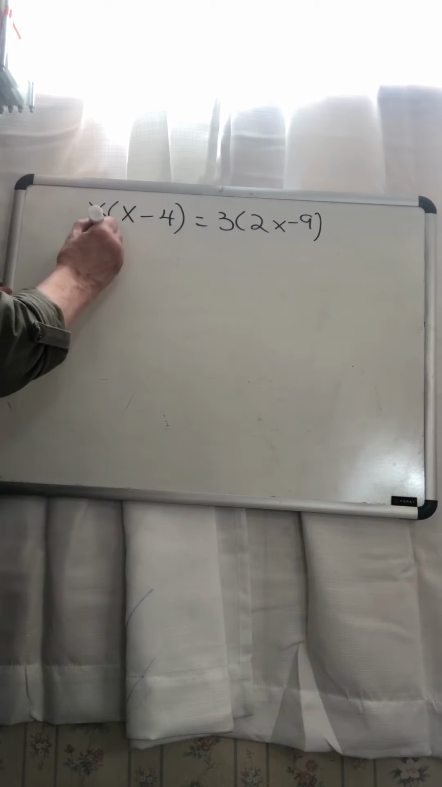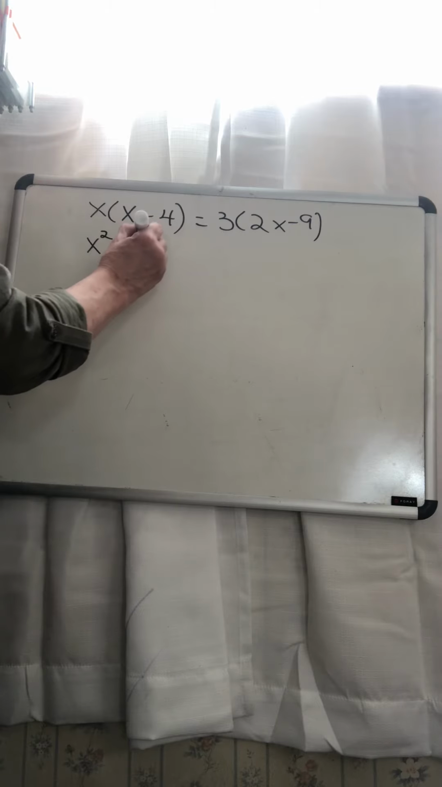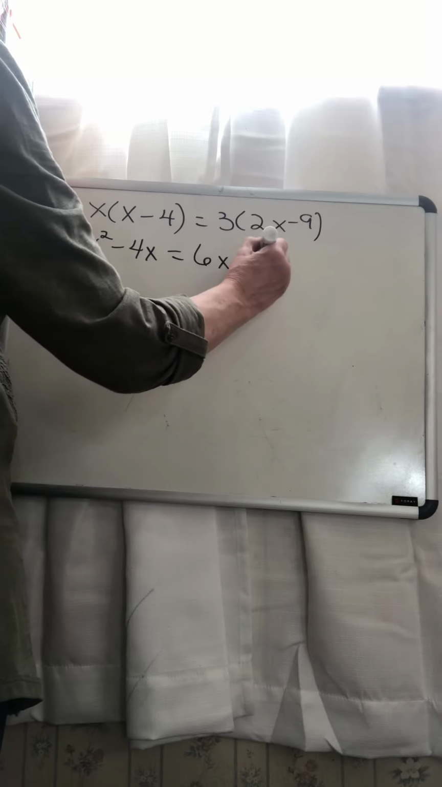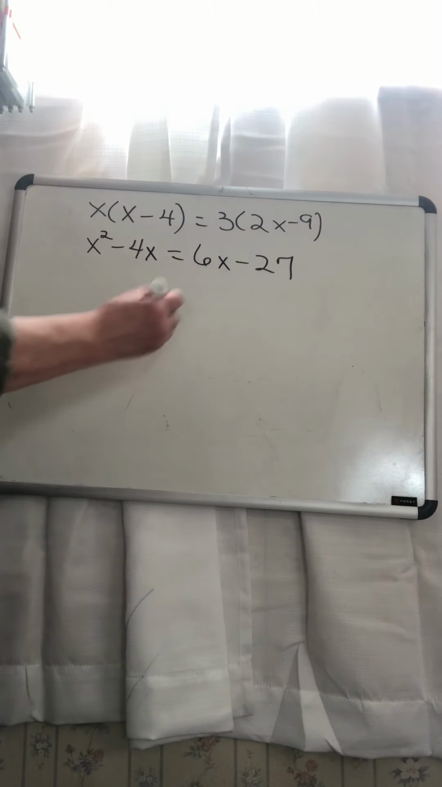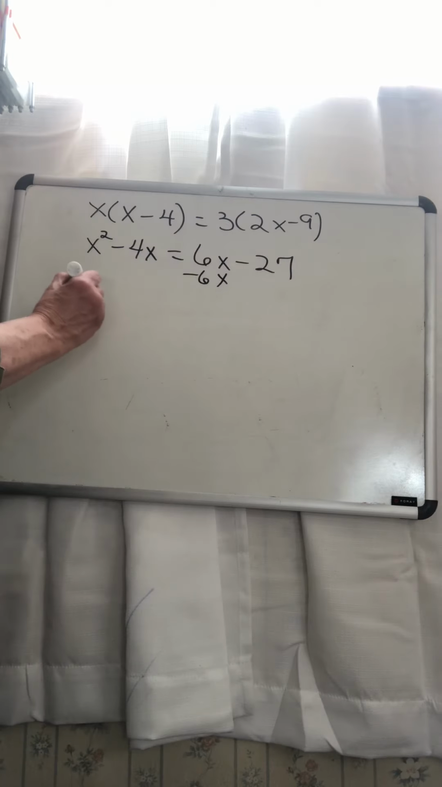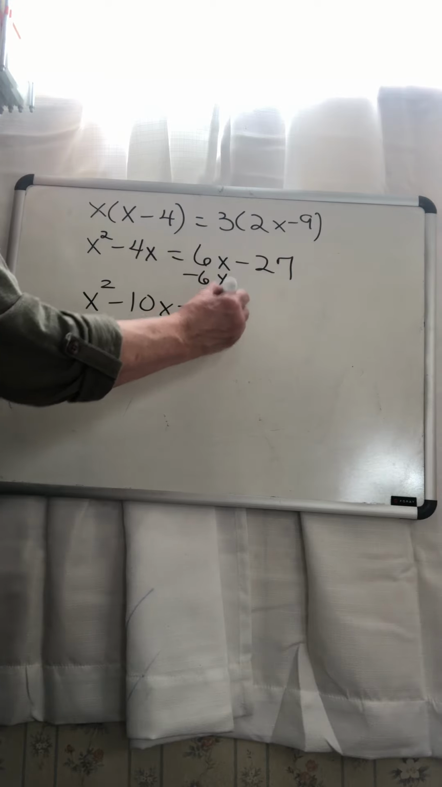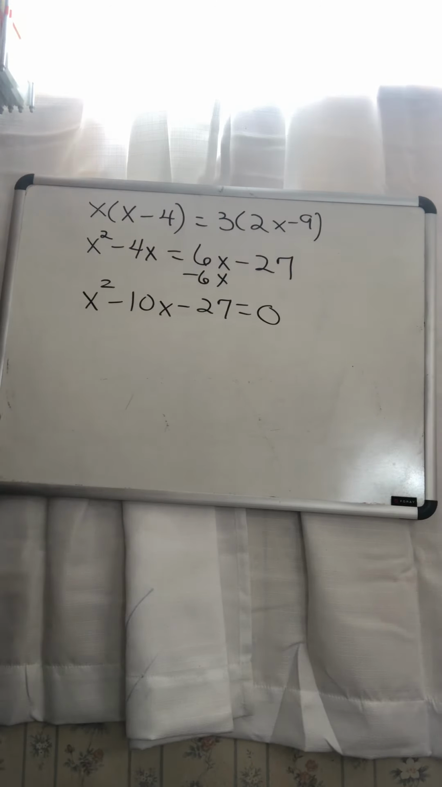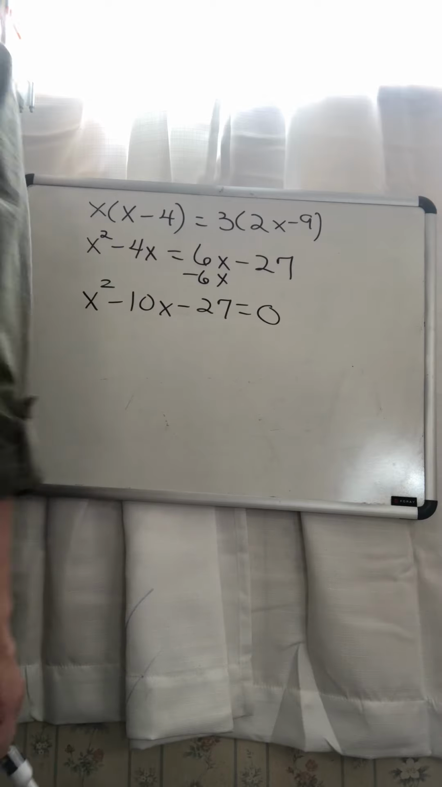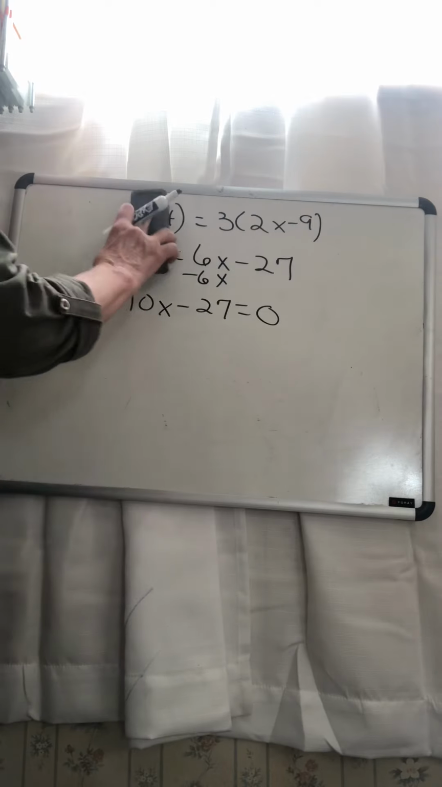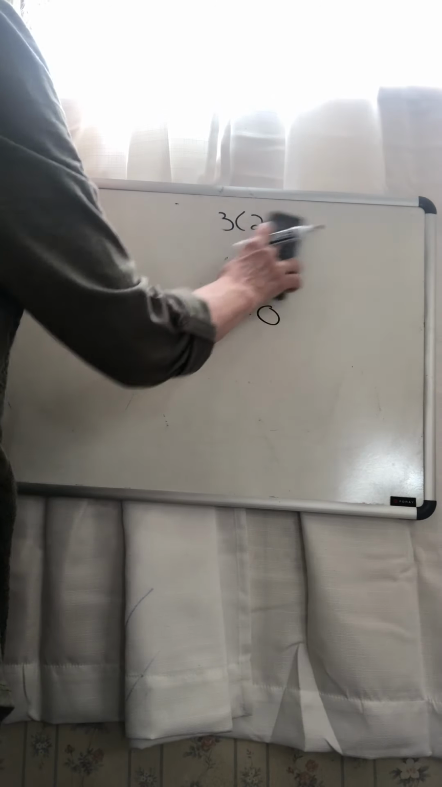So x times x is x squared, x times a negative 4 is negative 4x, 3 times 2 is 6x, 3 times a negative 9 is a negative 27. And so if I subtract the 6x, I have x squared minus 10x minus 27, and that would be equal to 0. So now we have a trinomial that we can use in our quadratic equation. Okay, so I'll leave that trinomial in front of us.